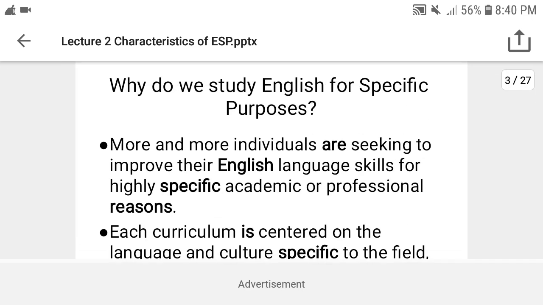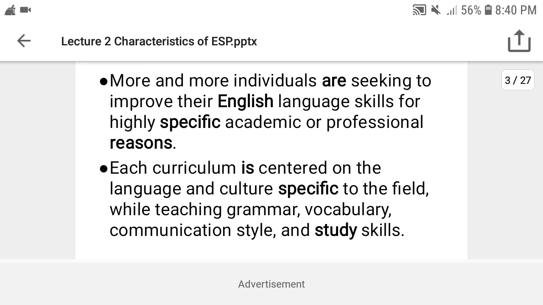Why do we study English for specific purposes? More and more individuals are seeking to improve their English language skills for highly specific academic or professional reasons. Each curriculum is centered on the language and culture specific to the field, while teaching grammar, vocabulary, communication style, and study skills.